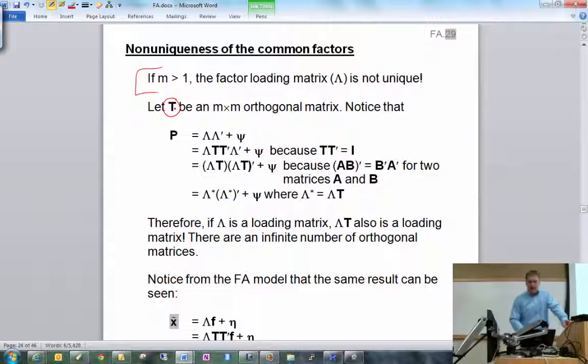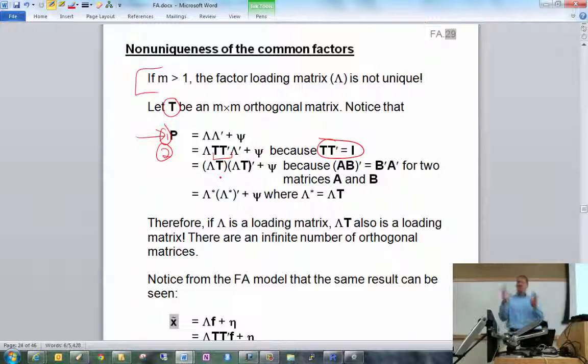Let's let T be an M by M orthogonal matrix. And remember, as we have discussed previously, orthogonal matrices have this nice little result: if you take T times T prime, you get the identity matrix. Okay. So here are my factor analysis equations expressed in terms of my correlation matrix. So step 1 here, I just simply state what the equations are. Step 2, I'm going to slip a T times T prime between those two lambdas. Now, am I changing anything? No. Right, I still have the same equality there.